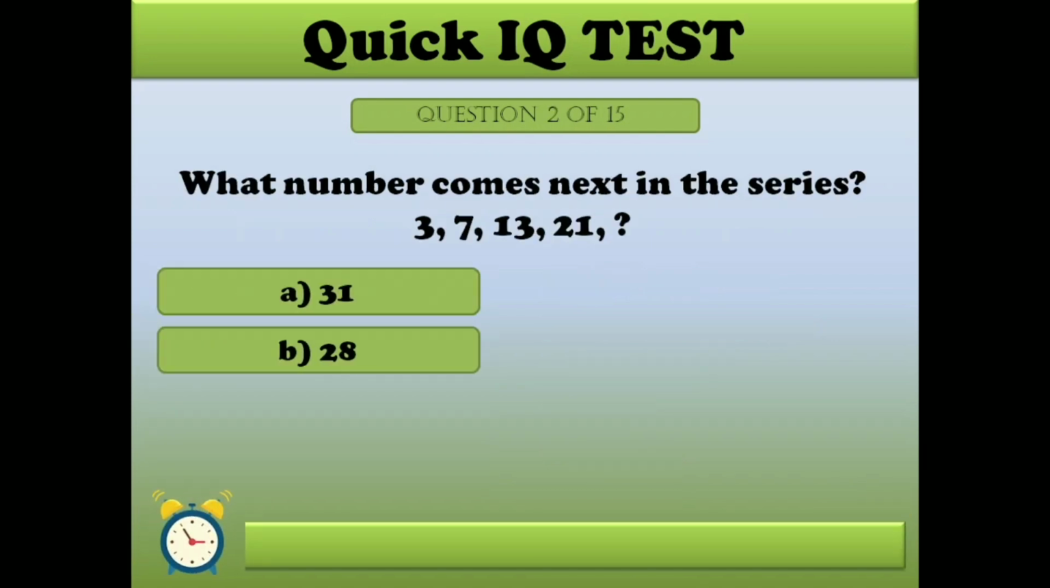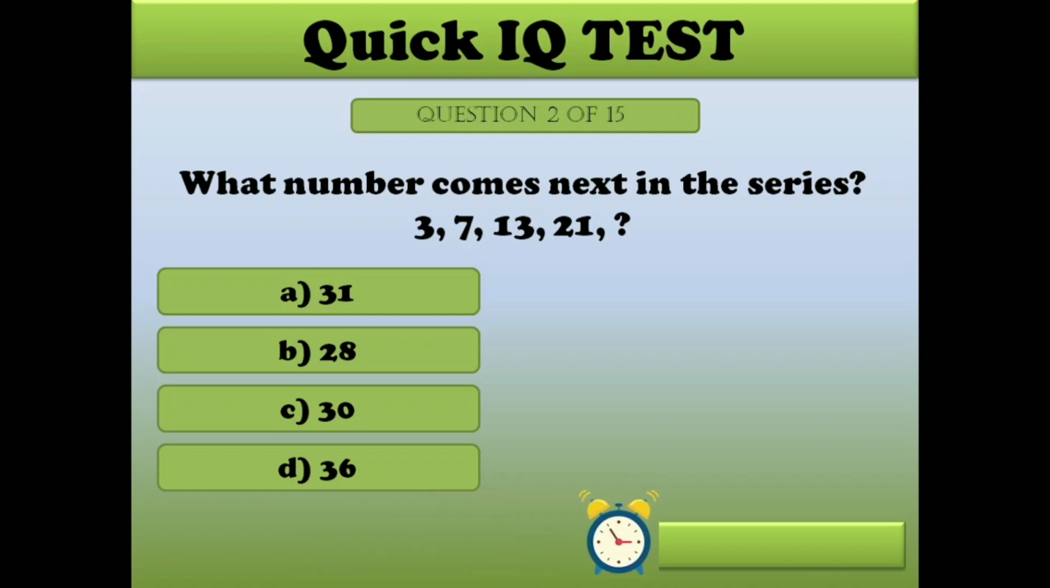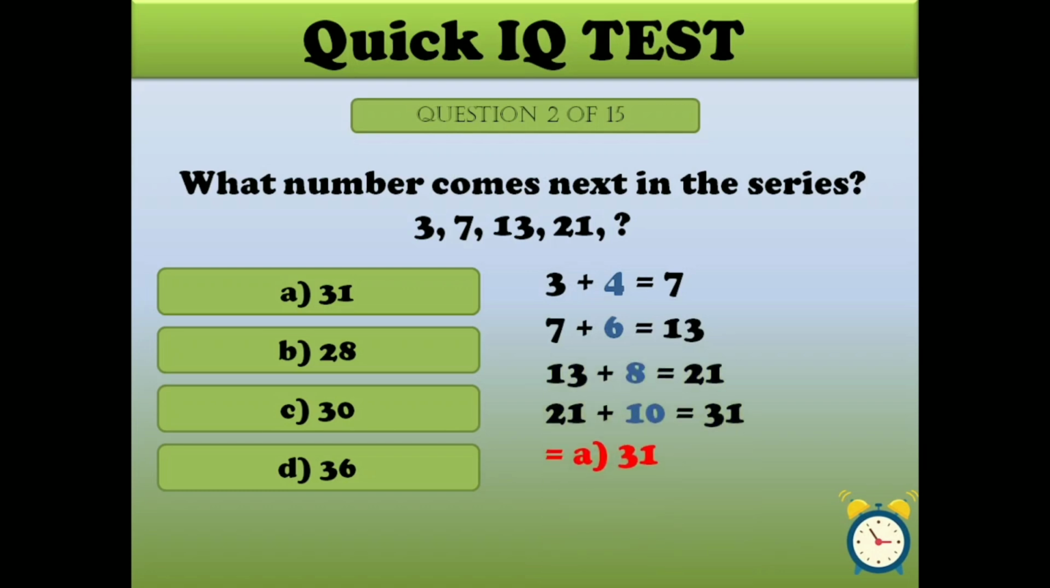What number comes next in the series 3, 7, 13, 21? Find the relation between the numbers. As you can see the relation, your final answer is option A, 31.